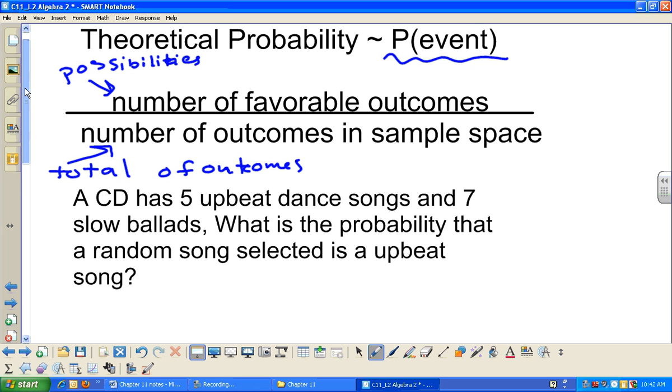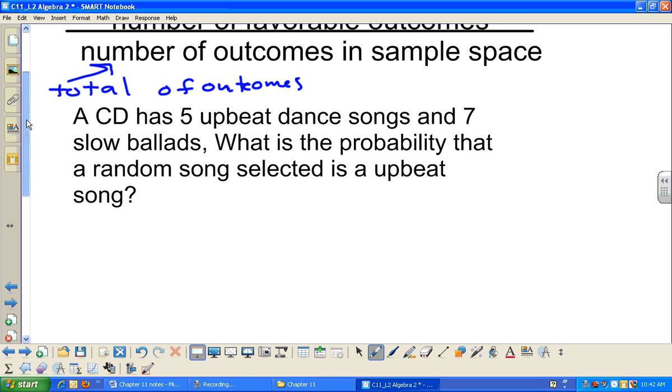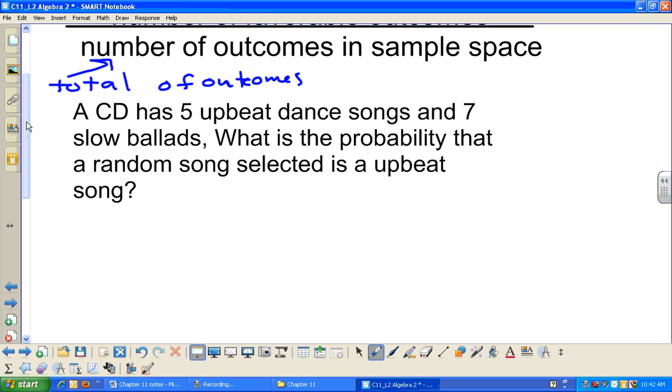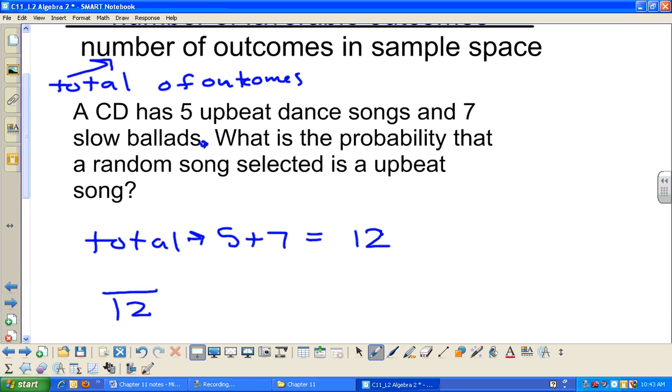If I had the question, a DJ has 5 upbeat dance songs and 7 slow ballads, what is the probability that a random song selected is an upbeat song? You should always find your total first. I have 5 upbeat songs and 7 slow songs, so my total is 12. Total always goes on the bottom of your fraction. It's asking for upbeat songs. I have 5 total upbeat songs, so that'd be 5 over 12.